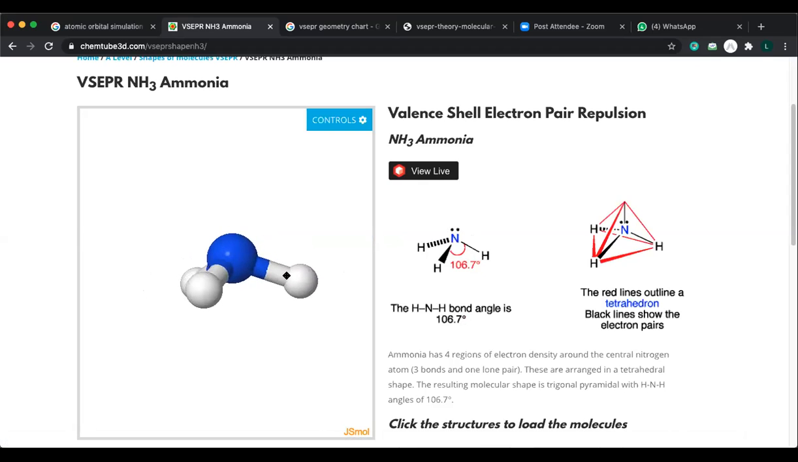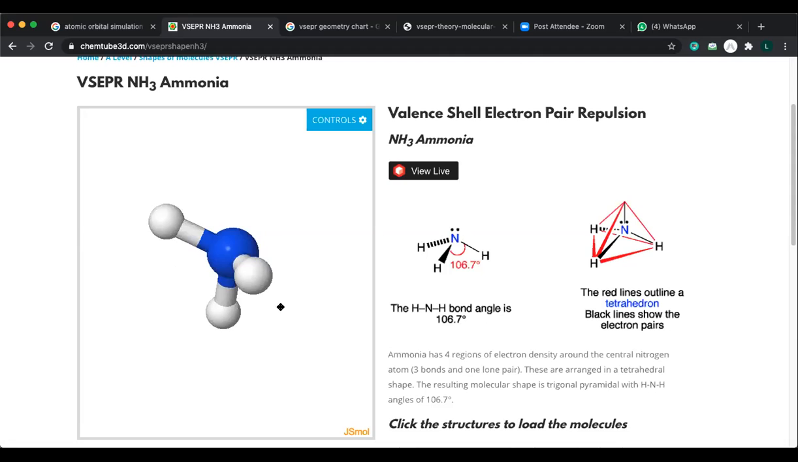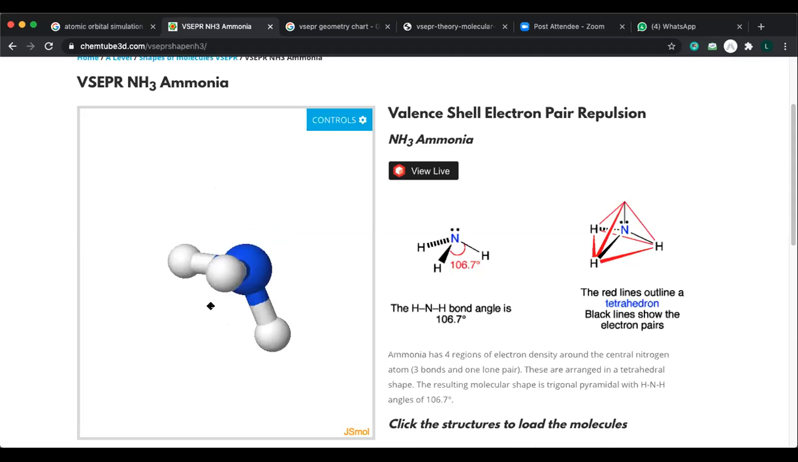So this particular shape is called trigonal pyramid because it looks like a pyramid. You have a pointed top and then below it spreads out in different directions. Because it is spreading out in 3 different directions, it has 3 faces. That is why it is called trigonal pyramid. So this is the 3D shape you can see.